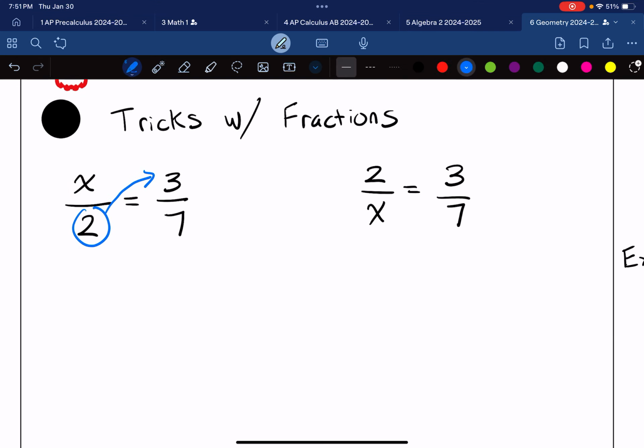You can say, okay, your new fraction is x by itself is equal to 3 times 2 in the numerator and 7 in the denominator. And you can say x is equal to 6/7 for your final answer.